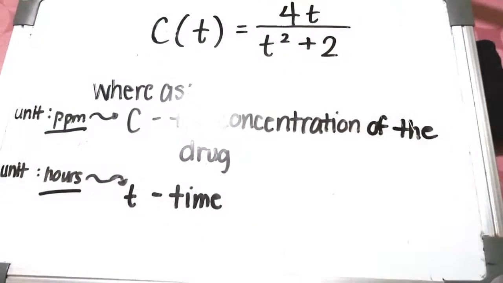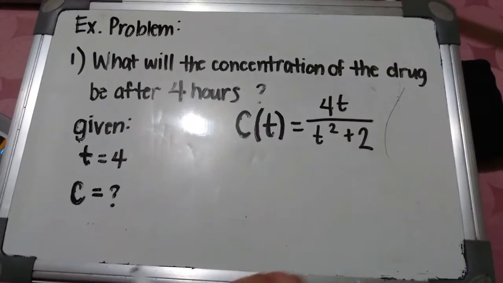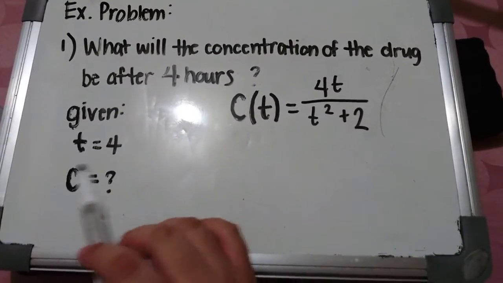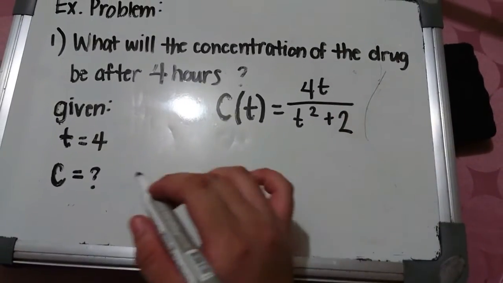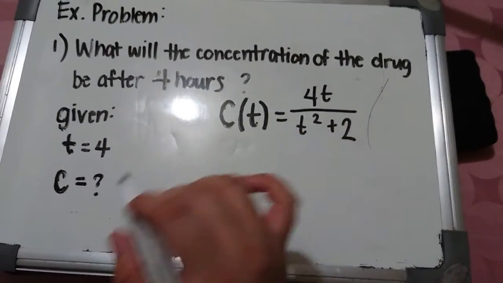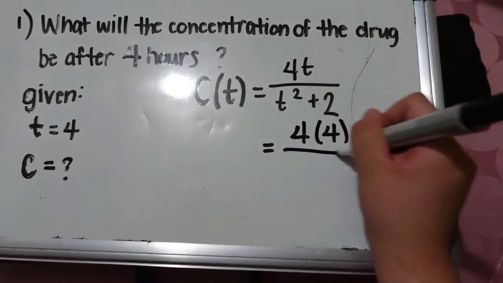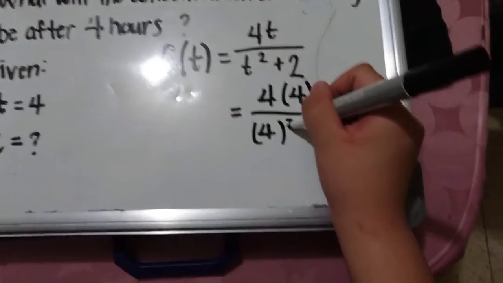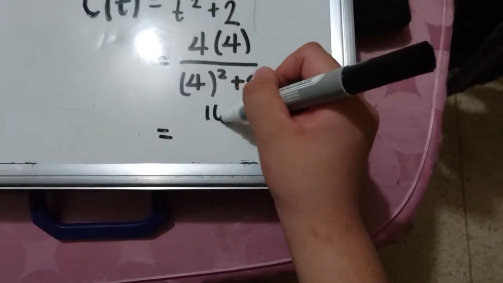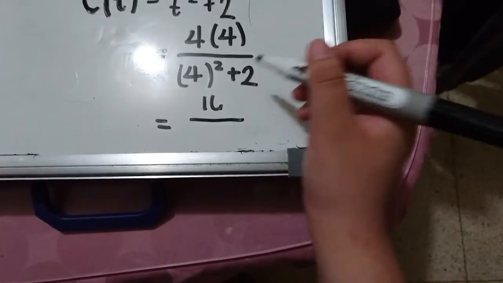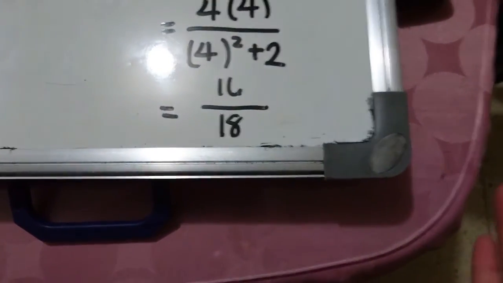So this is the formula they use: C equals 4t over t squared plus 2, where C is the concentration of the drug, whose unit is always ppm, and t is simply time. They always use hours as their unit. This is a concrete illustration of a rational function. This formula represents the concentration of the drug in a patient's bloodstream with respect to time in hours. To elaborate this more, I'll give you an example problem.